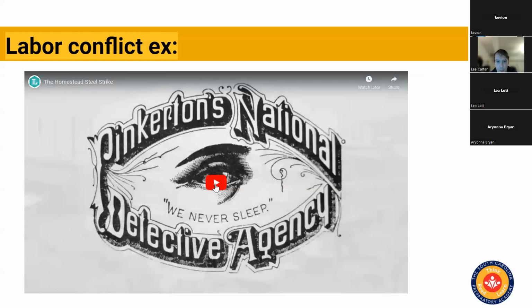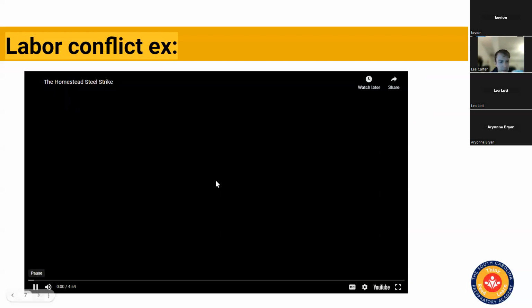This one is called the Homestead Strike. It deals with Carnegie Steel in Pittsburgh. If you know the Pittsburgh Steelers, that's where the steel industry was based.